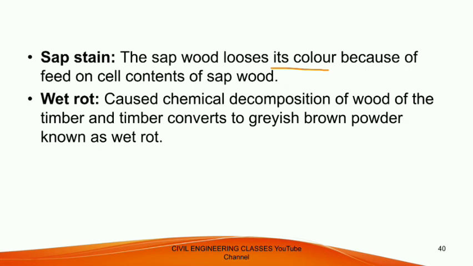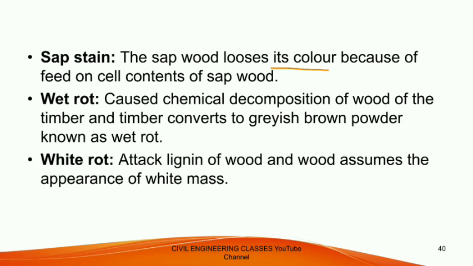Next one is wet rot. Wet rot is caused by the chemical decomposition of the timber, and the timber will get converted into some greyish brown powder. It is called wet rot. This wet rot is mainly found where the moisture content is more, like in kitchens. The wet rot is mostly found there. It will convert into a greyish brown powder. So that's all about the defects due to fungi.